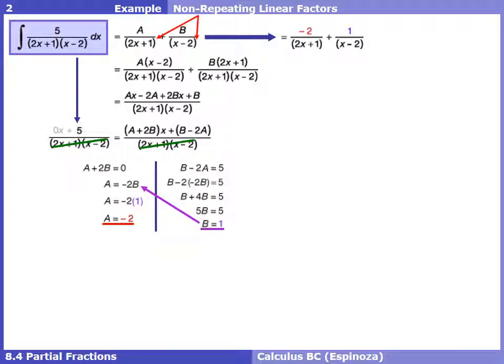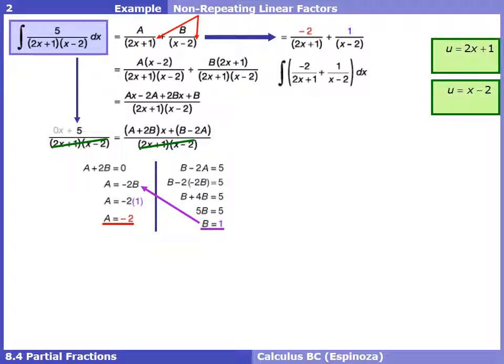So now we can rewrite our integral. We know the integral we are really dealing with here is negative 2 over 2x plus 1 plus 1 over x minus 2. Since we have two functions being added and we're taking the integral, we can do each of those separately and just realize both of these are going to be a u substitution. On the left fraction, the u is the bottom, 2x plus 1.